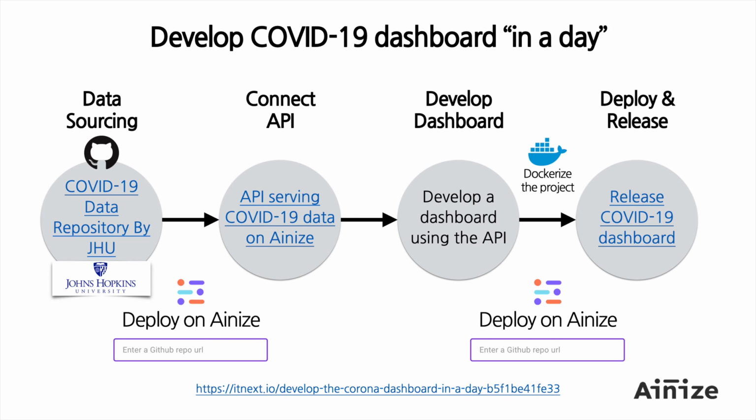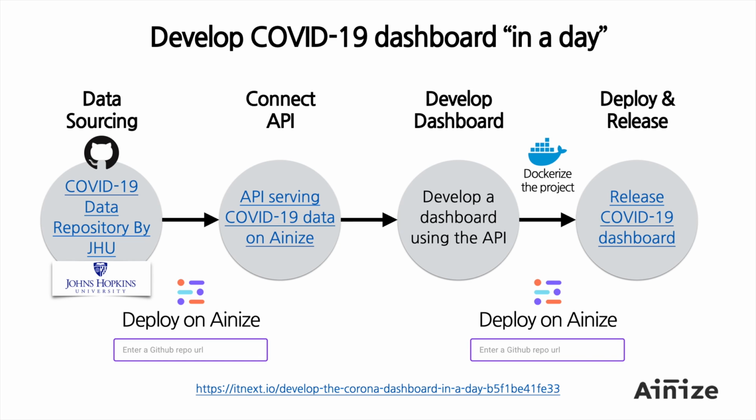Let's see a cool example using Ainize. A developer developed a COVID-19 dashboard in a day. Let's see how he did it. First of all, Johns Hopkins University provides COVID-19 data through a GitHub repository. The developer who saw it made the data into an API and deployed the API on Ainize. So anyone can use the API.